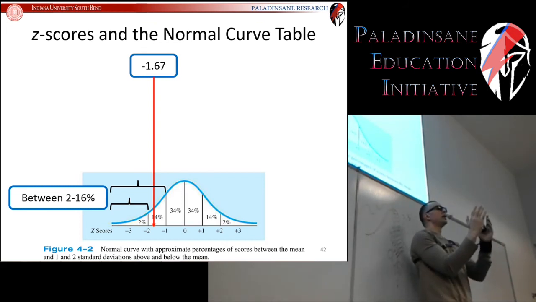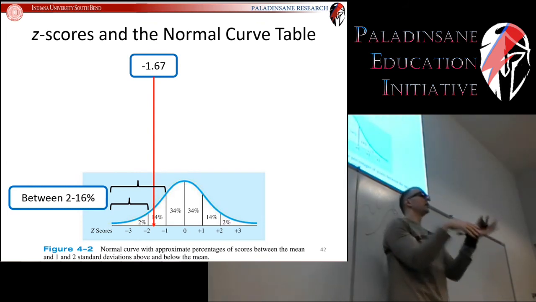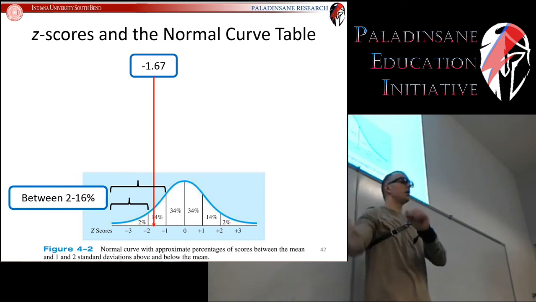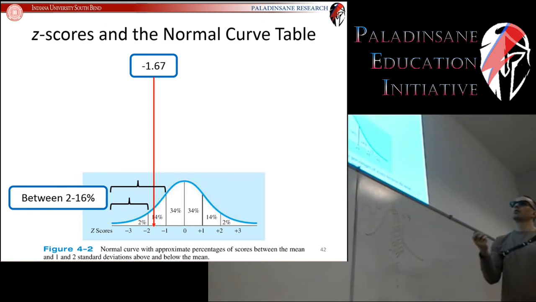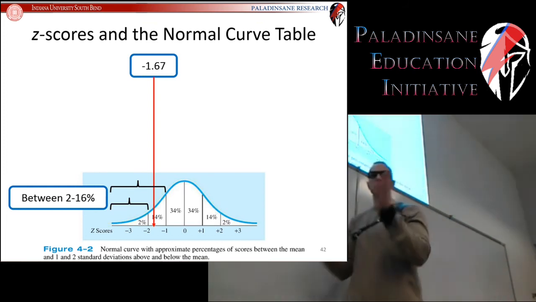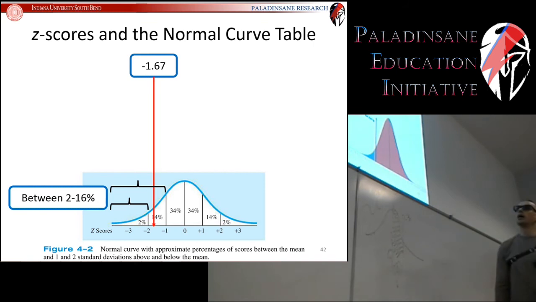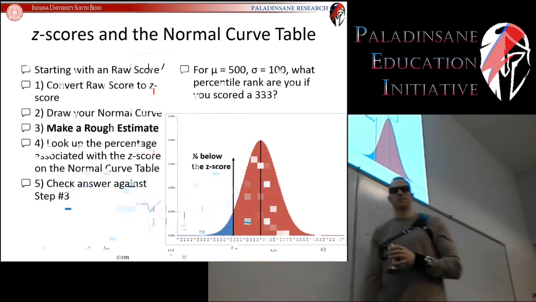your z-score, and you say, what's the minimum it has to be bigger than? And you take a look at your curves and you say, what's the maximum it has to be smaller than? And you'll usually end up with a range, something like that. So we know that our final score has to be between 2 and 16%. We got that backup plan. Make a rough estimate. Done.